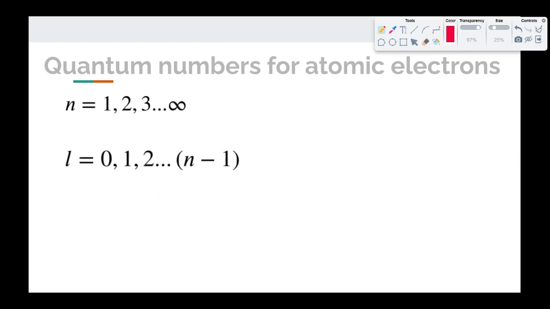The next quantum number is sometimes called the secondary quantum number, sometimes the angular momentum quantum number, sometimes the orbital quantum number. This has a very similar range, but it starts at 0, not at 1, and it stops not at infinity, but at 1 less than whatever n is. So for a wave function that has n equals 1, the only possible value of L would be 0, because it has to stop at 1 less than 1. If the principal quantum number n was 2, then L could be 0 or 1. If it was 3, L could be 0, 1, or 2, and so on.